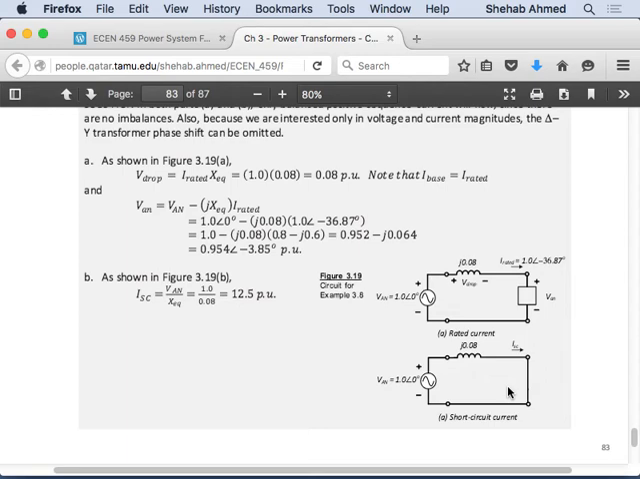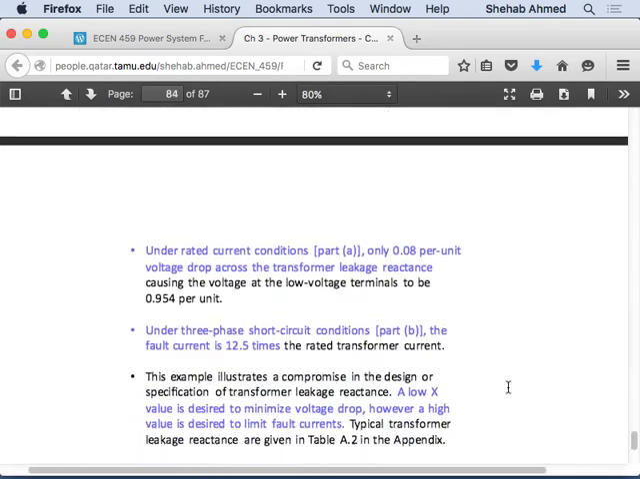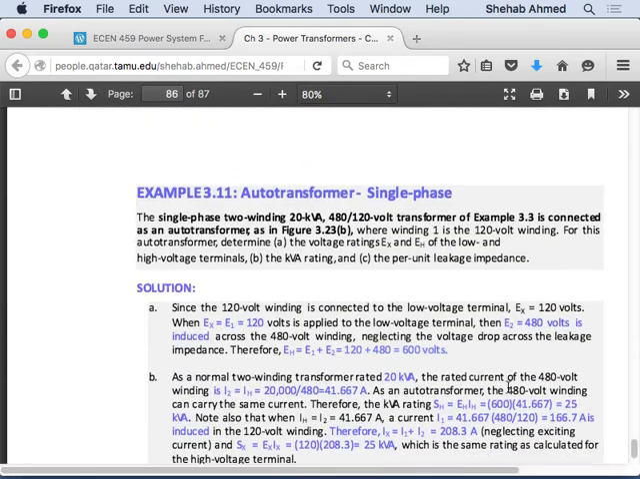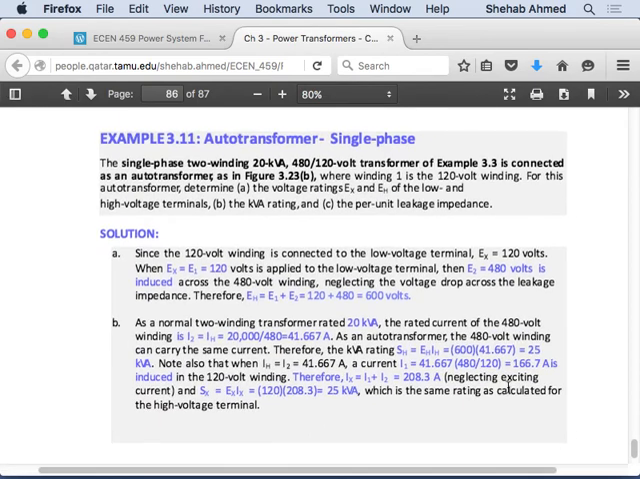So there's always a compromise between the value of leakage impedance that you buy for a transformer between voltage regulation purpose and short circuit or protection purpose, right? So what we're saying is that these autotransformers, we'll see in an example here, will end up having a lower leakage impedance per unit than the original transformer in per unit.